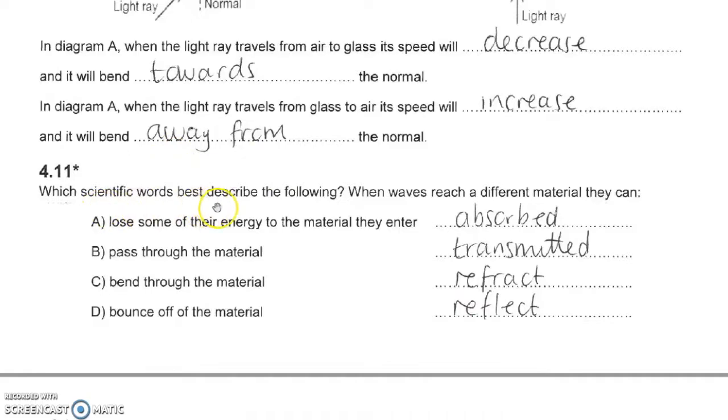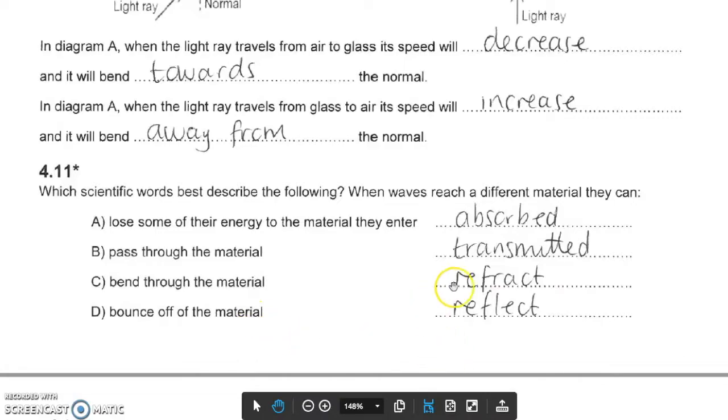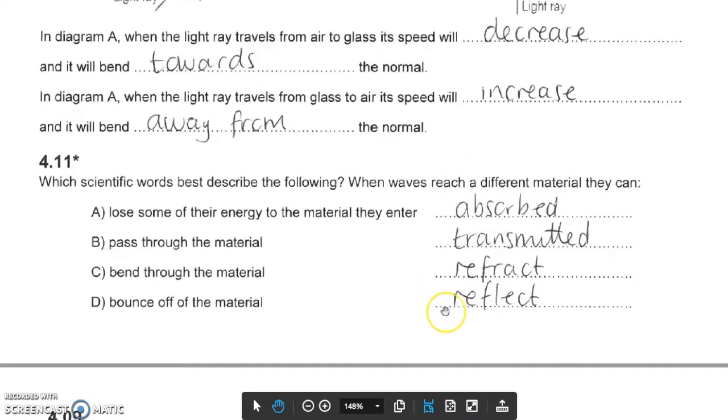Right, it says, which scientific words best describe the following? When waves reach a different material, they can lose some of their energy to the material they enter. So that means it's going to be absorbed. When they pass through the material, a good scientific word for that is transmitted. When they bend through the material is refract. When they bounce off the material is they reflect. Okay, so make sure we put these correct scientific words in our answers and we understand what they mean, okay?